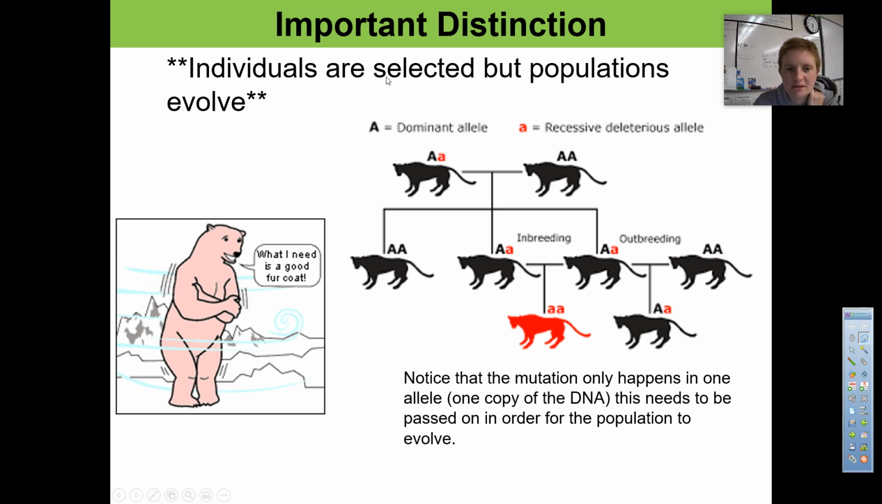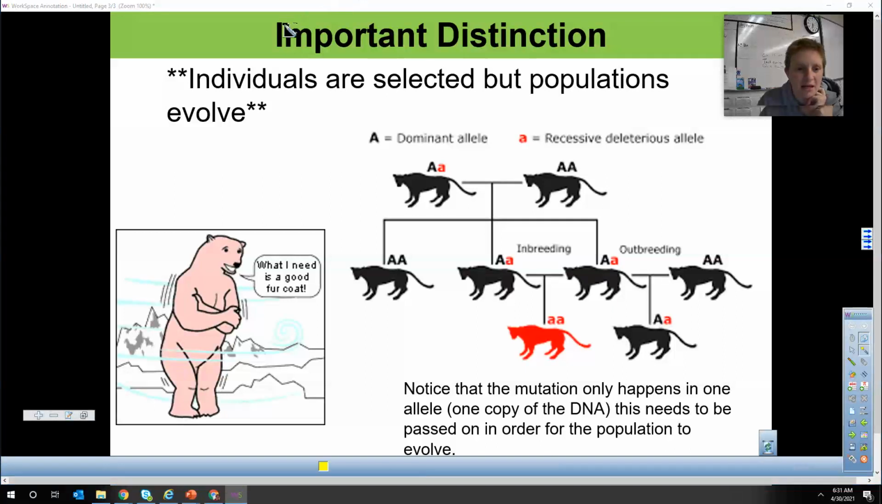Now, here's an important distinction when it comes to evolution. Individuals are selected, but it's populations that evolve. So let's keep in mind that individuals are never going to evolve. If a bear needs a fur coat, it doesn't mean that a bear is going to get a fur coat. Maybe a mutation in the population, but then that population would have to spread. And just keep in mind why this is.